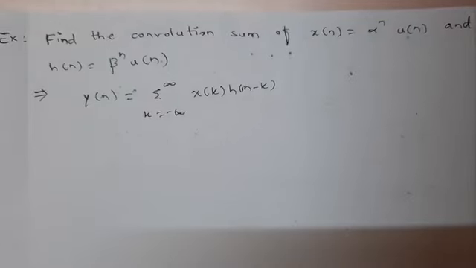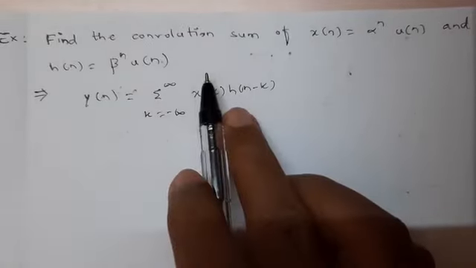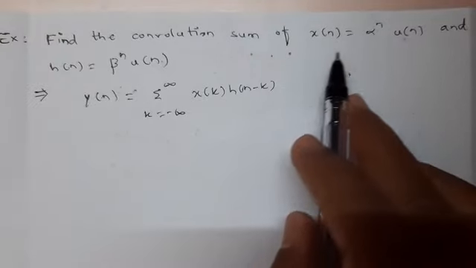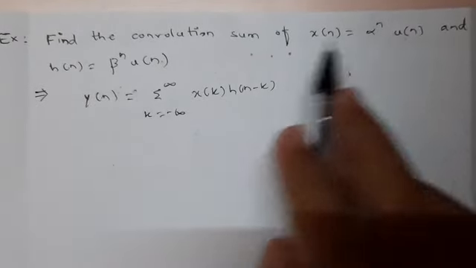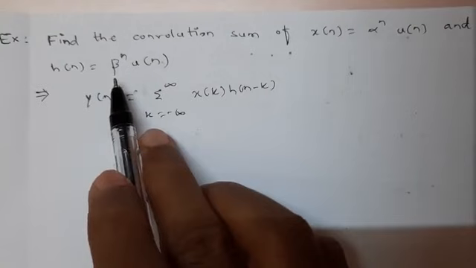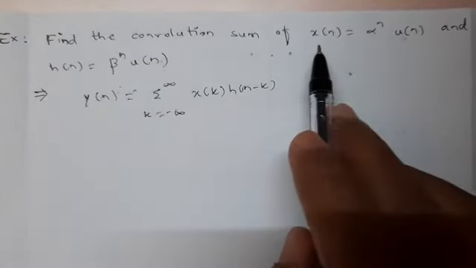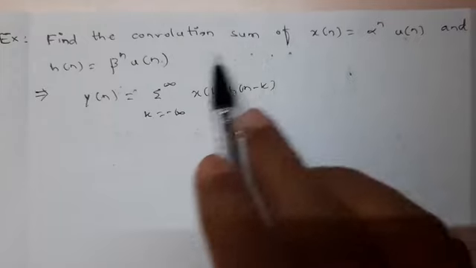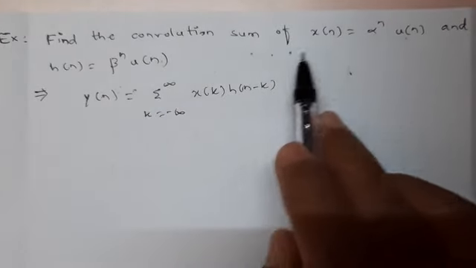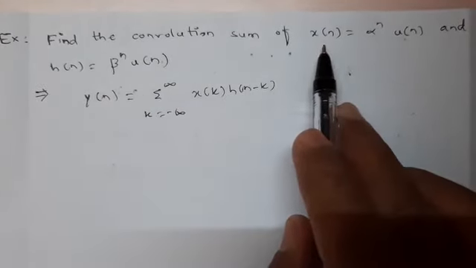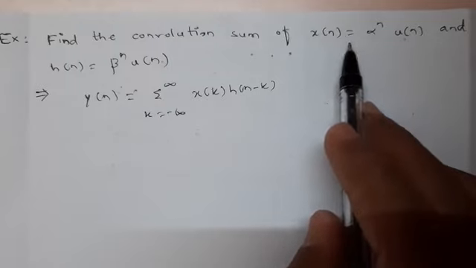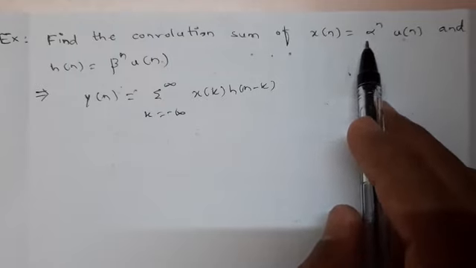Consider next example. Find the convolution sum of x of n, which is alpha to the power n u of n, and h of n, beta to the power n u of n. Here both inputs x of n and h of n are exponential signals. Exponential means either rising or decaying exponential.